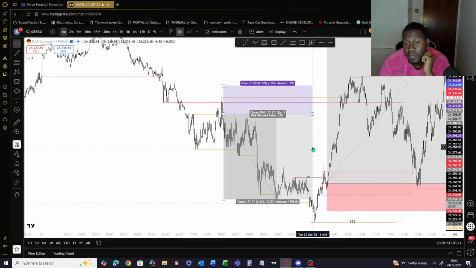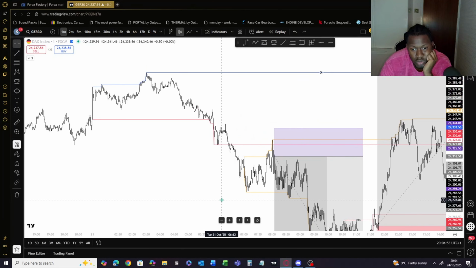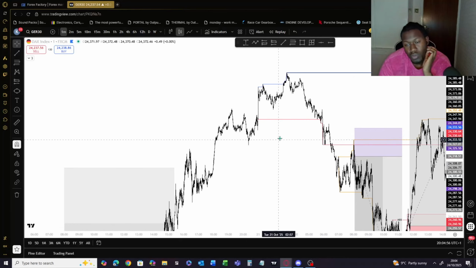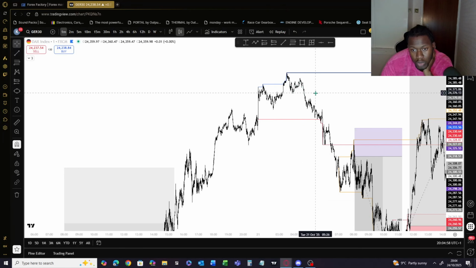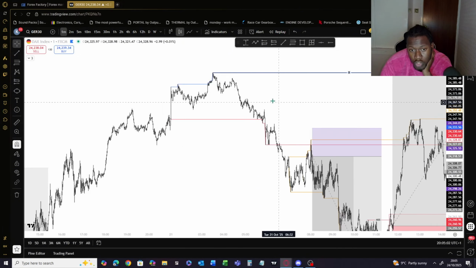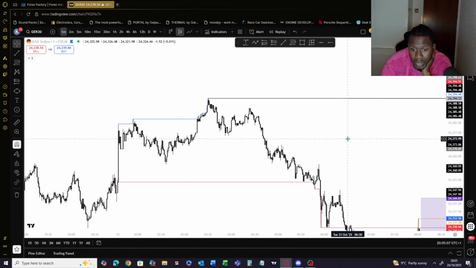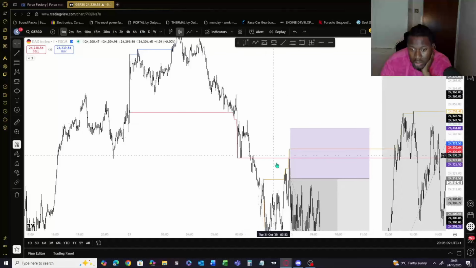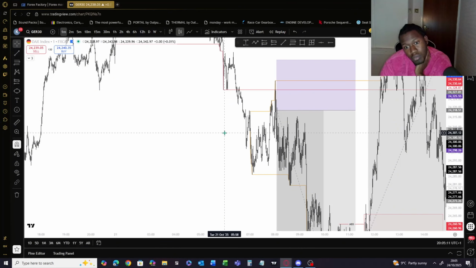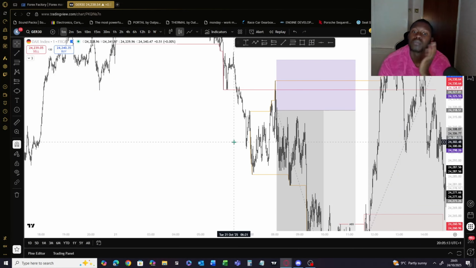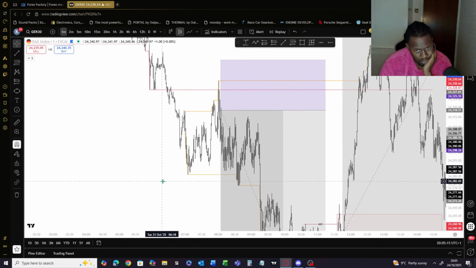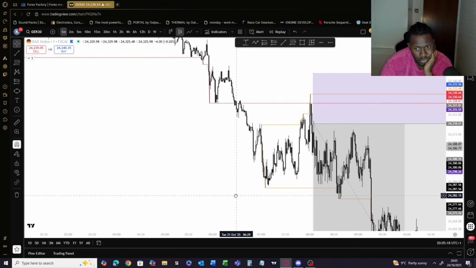So yeah, I remember this one. So this one I really wanted to catch the move from about here because I was awake at this time, but the structural shift and mitigation already happened up here, so I wasn't able to enter comfortably how I wanted to. But anyway, price proceeded to sell off. And yeah, it was an inducement right here.